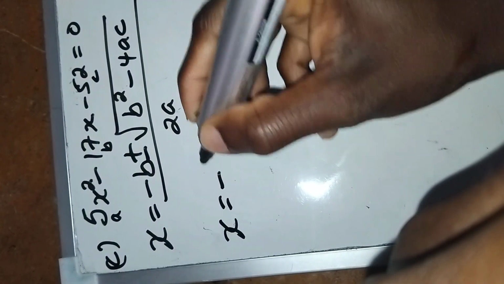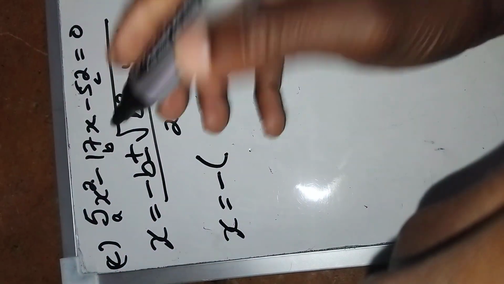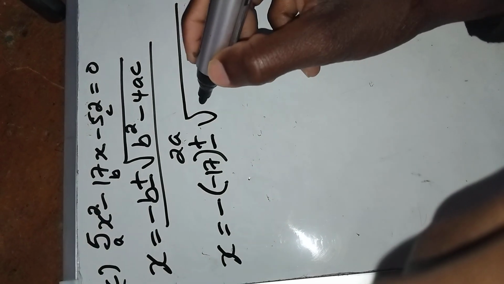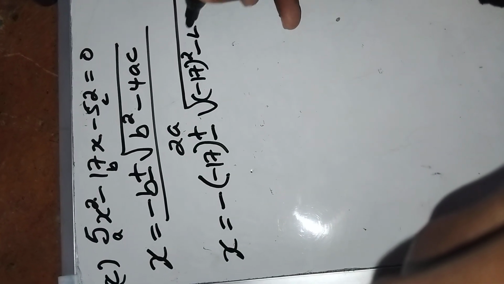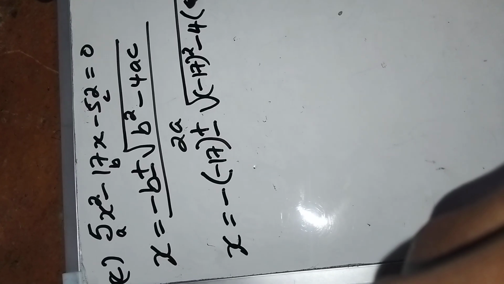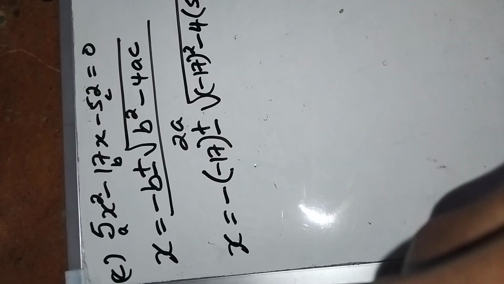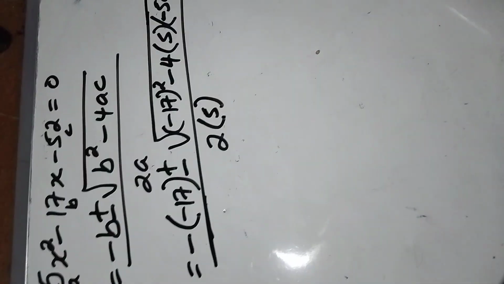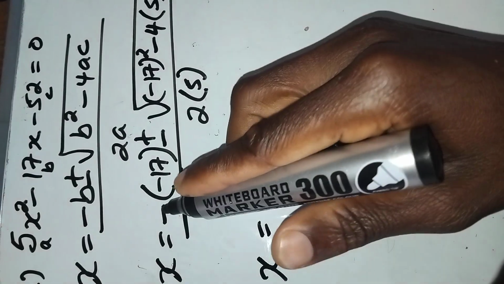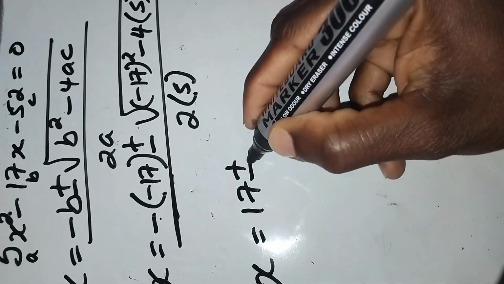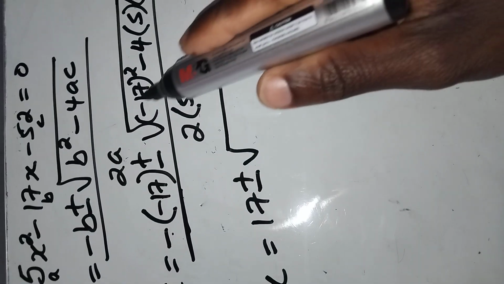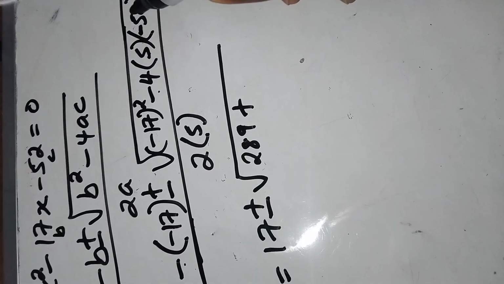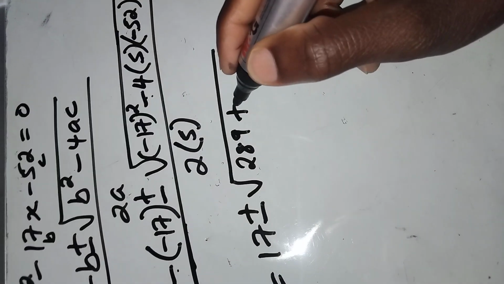So here x is equal to negative b, which is minus 17, plus or minus the square root of b squared, minus 17 squared, minus 4 times a, which is 5, times c, which is minus 52, over 2a, which is 2 times 5. So here minus and minus gives positive, so we get 17 plus or minus the square root of 17 squared plus 4 times 5 times 52.